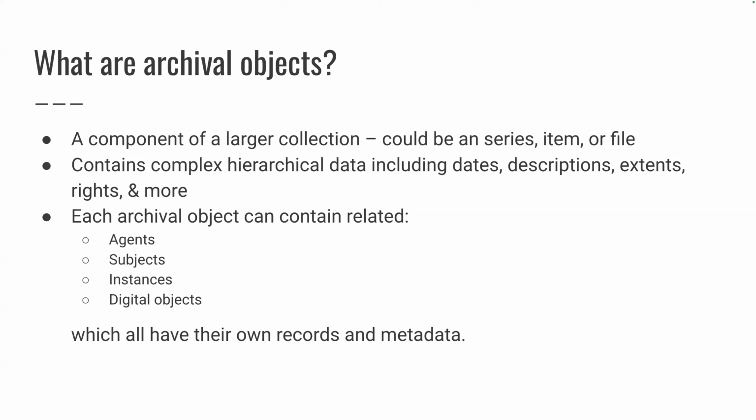And it contains complex hierarchical metadata, including dates of creation, different kinds of description, different kinds of extents. It might contain things about rights and if it's private or not to the public. And it can also contain agents, like who created this particular item, the subjects, and instances, which in this case are kind of like what box is this in, the physical instance. I might not be describing that right, but essentially linking out to boxes. And then there can also be associated digital objects. And those things, the agents, subjects, instances, digital objects, all have their own records and metadata.